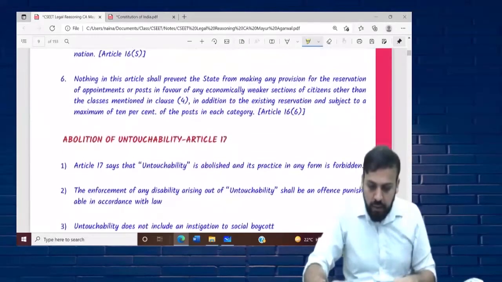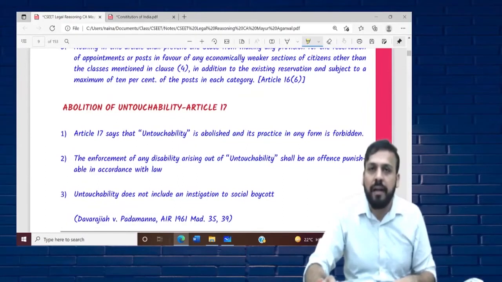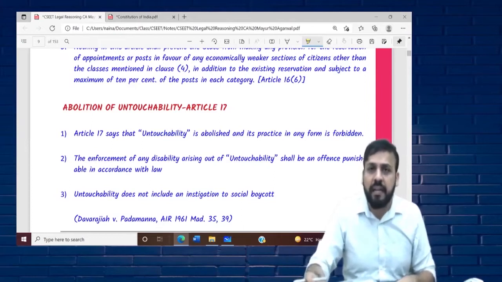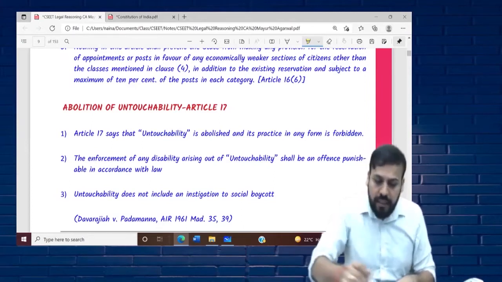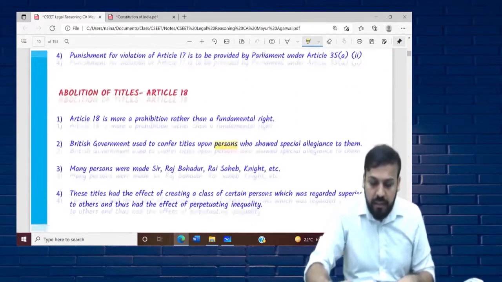Correct. So this was about this. Then untouchability. This is something very bad. Some people could not touch or drink water from tanks. If they touched it, that tap was considered to be something very bad, a curse to everyone. They were boycotted from the society. Such untouchability is abolished, and no one can continue it under Article 17.